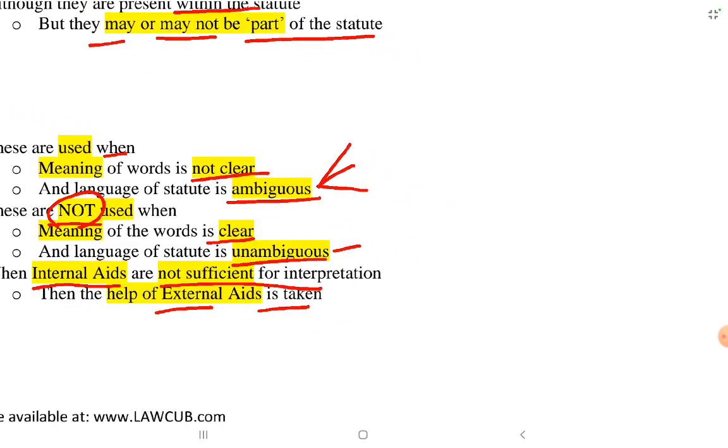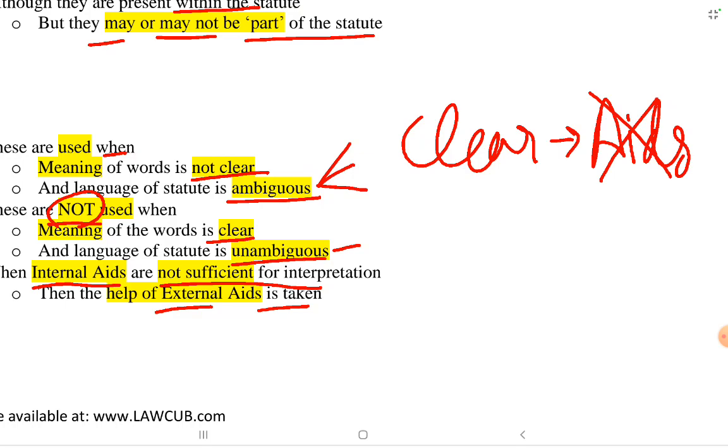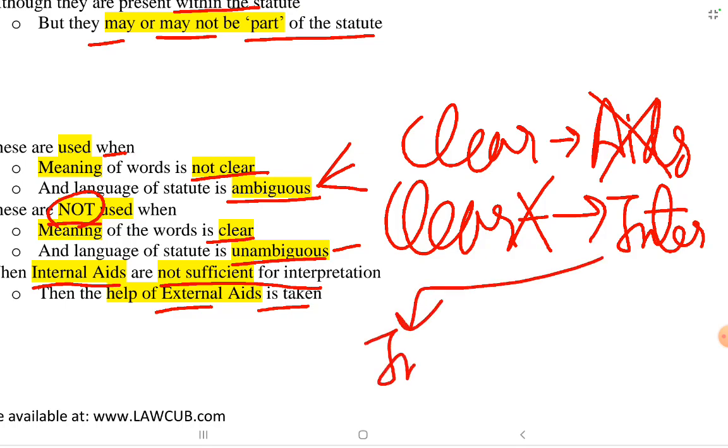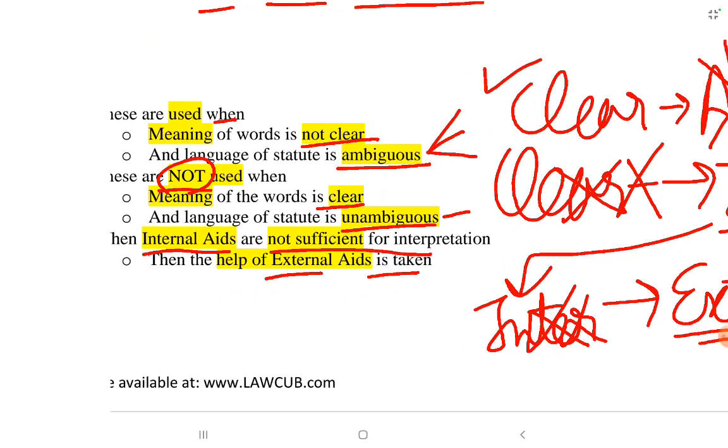So what we have seen here: first, when the meaning of words is clear, in that condition we don't need any type of aid. But when the meaning of words is not clear, then first we will use internal aids. But when internal aids are not sufficient for interpretation, then we will use external aids. So first, when the meaning is clear, there is no need of any type of aid. But when the meaning is not clear, then we will use internal aid. But when internal aid is not sufficient, then we will use external aids. So this was the usage of aids.